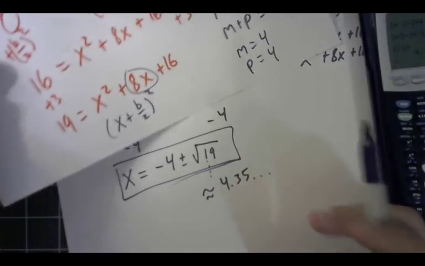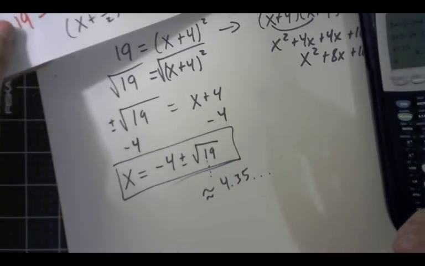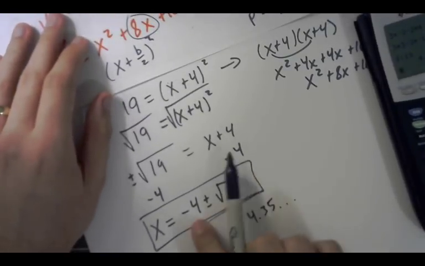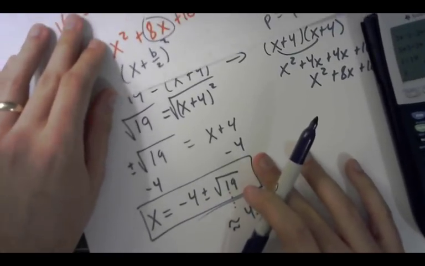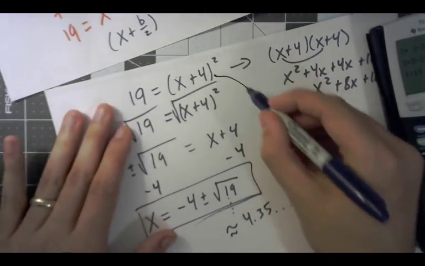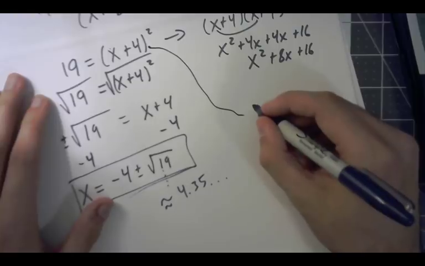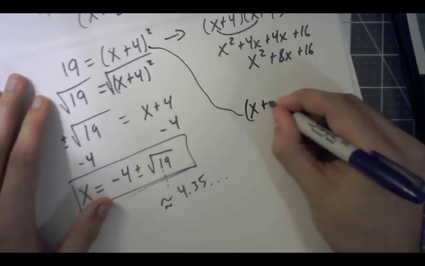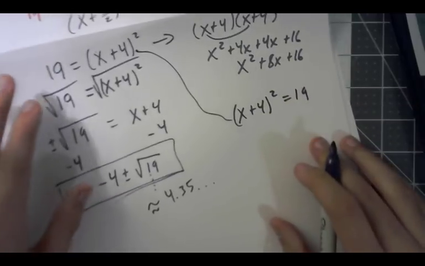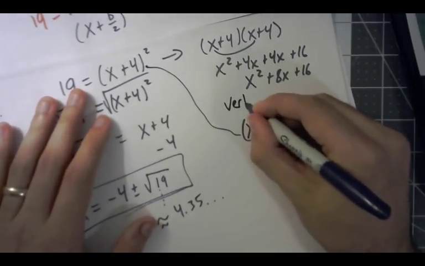Oh wait, I completed the square. That's okay. Because we still end up here in completing the square, but if we want to do vertex form, we'll take this step and bring it down here. So I'll switch it around. (x plus 4) squared equals 19. So this is our vertex form.